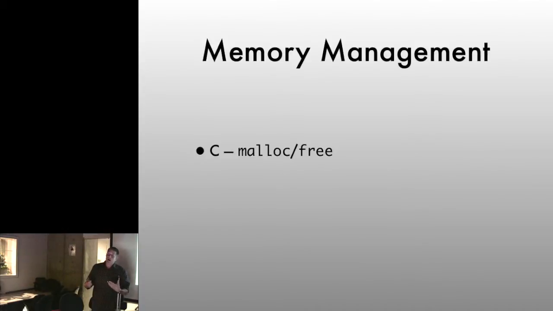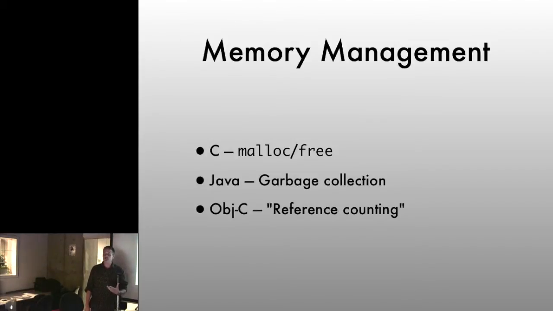So, memory management under Objective-C is akin to C's malloc and free. Java uses garbage collection. You don't specifically allocate objects outside of using things like new. You don't have to actually delete or free objects. You let the Java virtual machine handle that for you. Objective-C uses a thing called reference counting. Has anybody taken compilers or heard of using reference counting for memory management before? If you have, you've probably heard that it's a bad idea. Right.